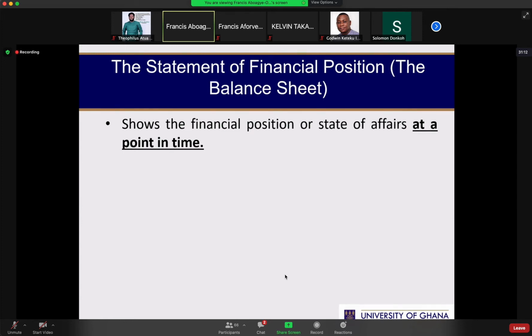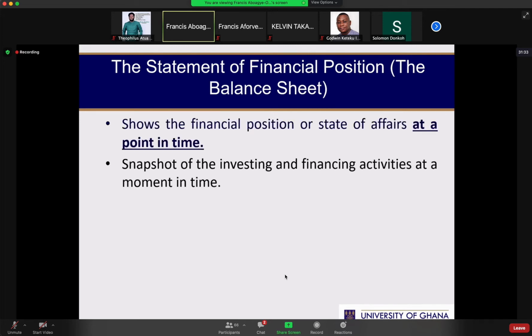That suggests that the statement of financial position of an entity this morning may be different from the statement of financial position in the afternoon, especially if there's an activity. So it shows the investing and financing activities at any point in time.